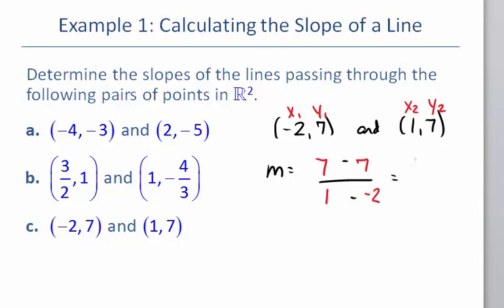So notice on the top, 7 minus 7 gives you 0. On the bottom, 1 minus a -2 will give you 3. And 0 divided by 3 is 0. So our slope is 0. And having a slope of 0 is actually a special case that we're going to look at next.